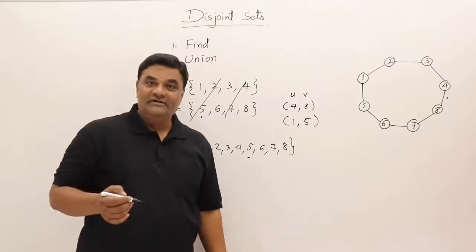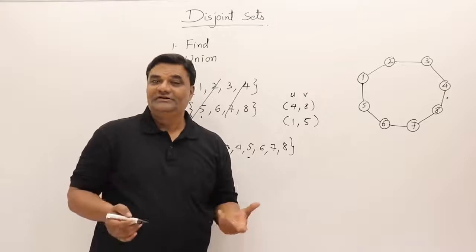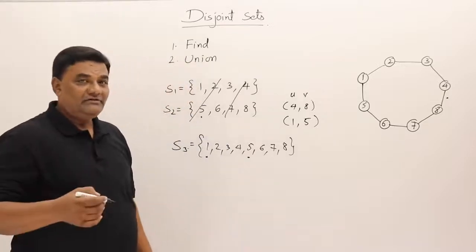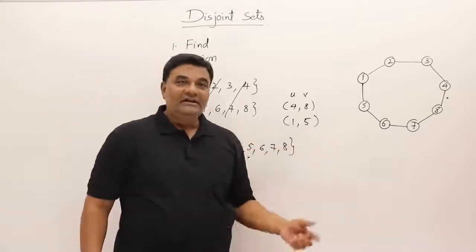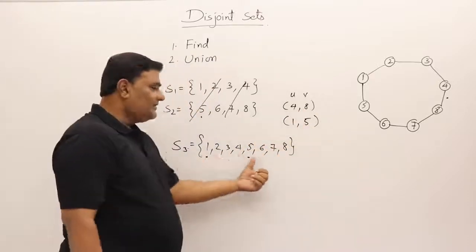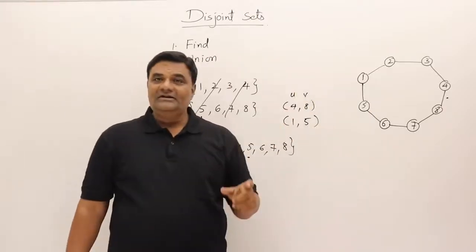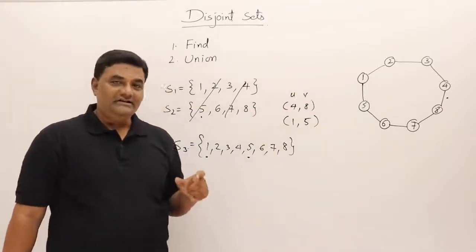So what are the things we learned? What is find operation, what is union operation, and what is the purpose of union operation? Then how we can know that there is a cycle in a graph. If you take any edge and both the vertices belong to the same set, then there is a cycle in a graph. So this was a very simple example. I have shown you what find and union mean.